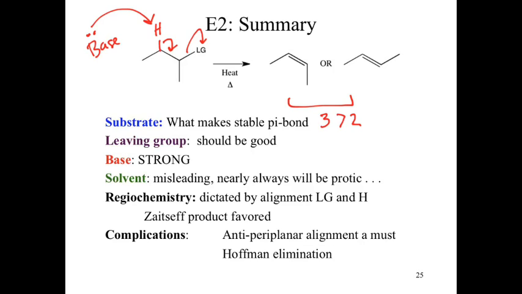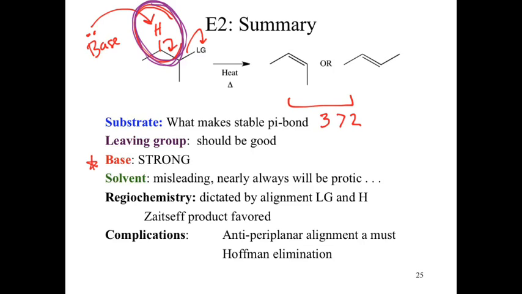Leaving group, again, needs to be good. Biggest aspect out of the E2, you need a strong base. Okay, and that is because the leaving group can't leave on its own because it doesn't leave a stable carbocation. So a base needs to come in and force the leaving group off. Okay, this step is really, really important. The leaving group has to get pushed off by that base removing a hydrogen.